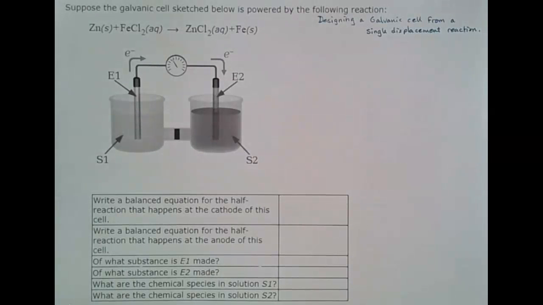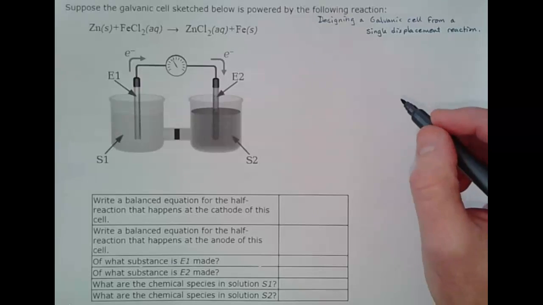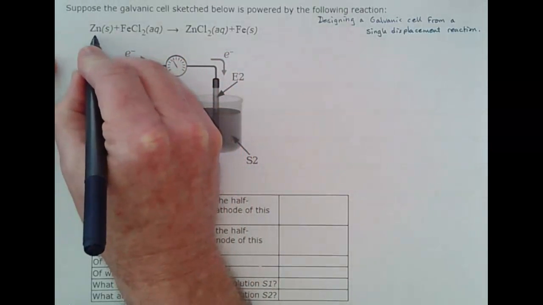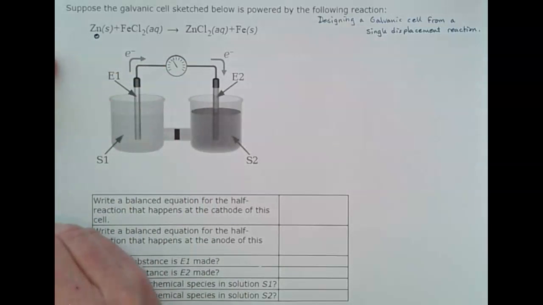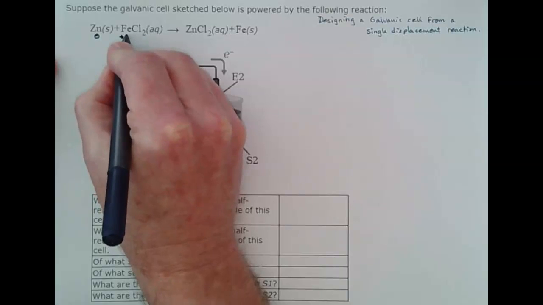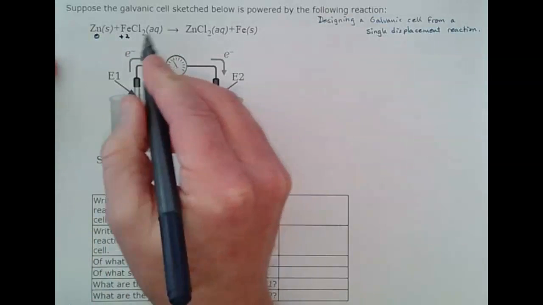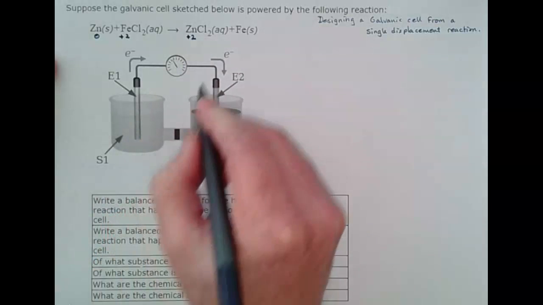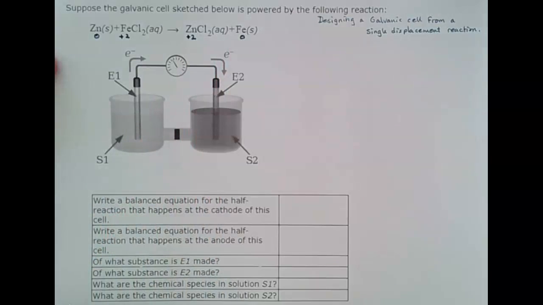The first thing I want to do is think about this reaction, and let's put some oxidation numbers on these things. The zinc solid, we're going to give a 0 oxidation number. The iron, we're going to give a +2. The zinc on the product side gets a +2, and the iron gets a 0. Chlorine here is a spectator ion, and I'm just not going to worry about spectator ions. Life is too short to worry about spectator ions.